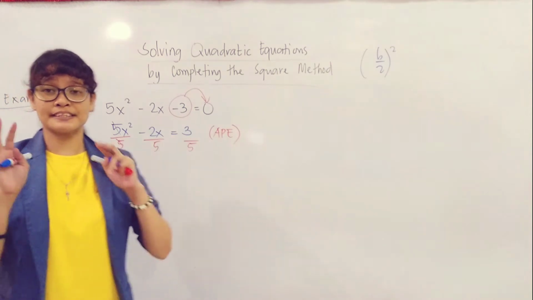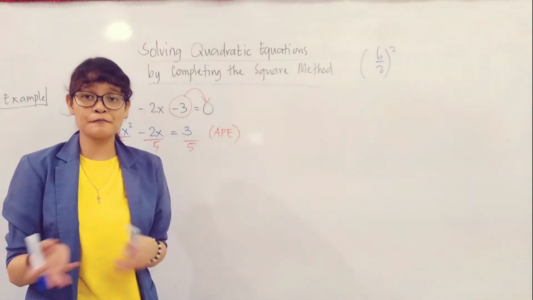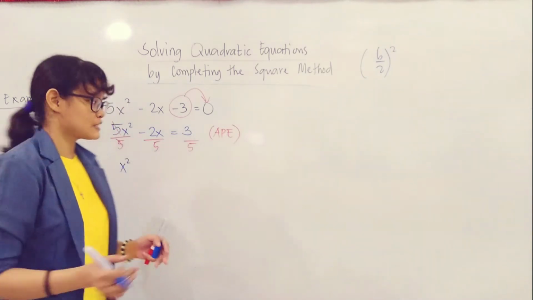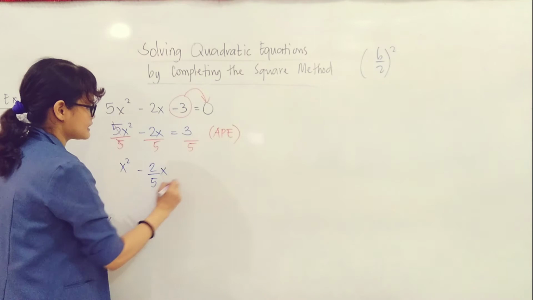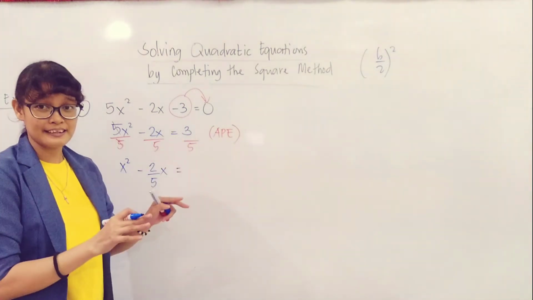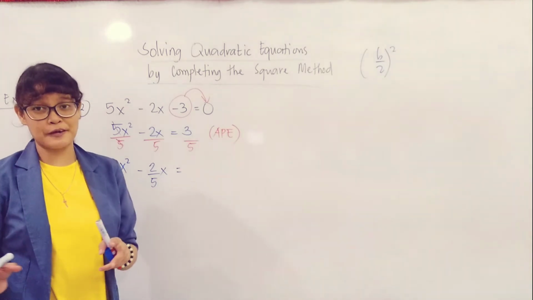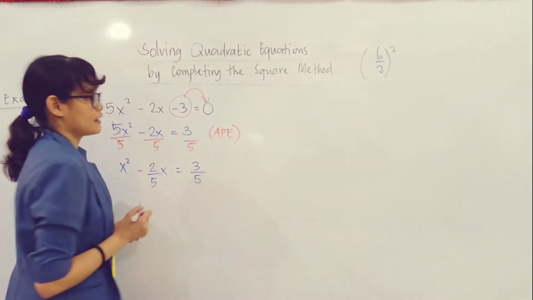However, 2 is not divisible by 5. So again, I discourage you to convert it to decimal. So leave it as it is. So you have minus 2 over 5x equal to 3 over 5. I mean, 3 is also not divisible by 5. So leave it as it is. So you have 3 over 5. Alright, next.